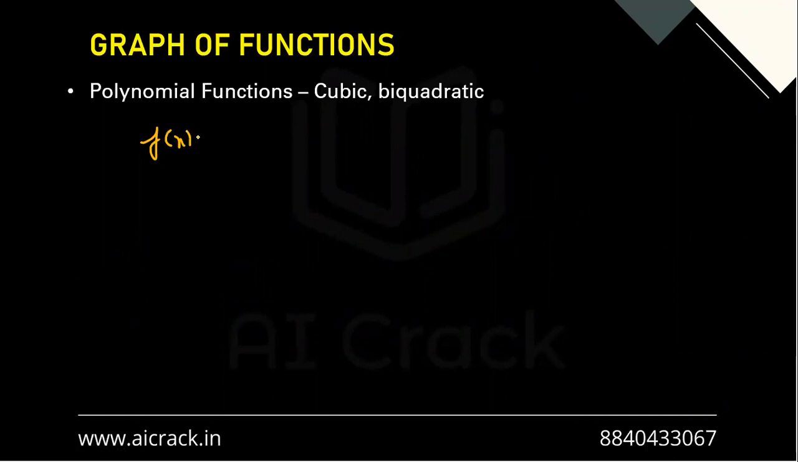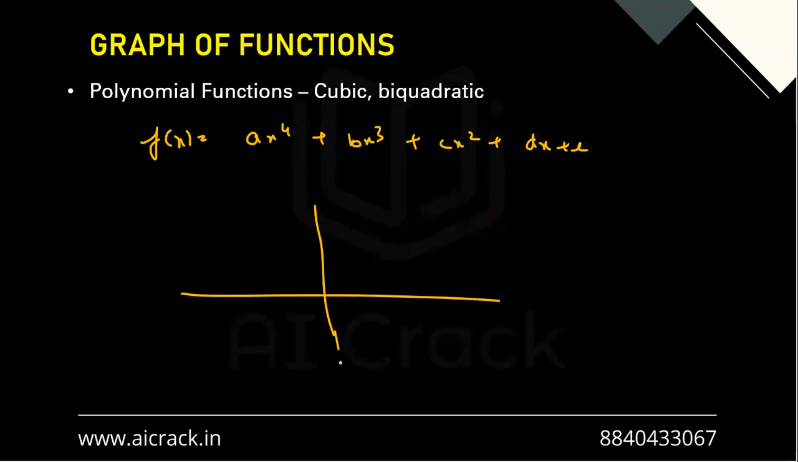So for a biquadratic function, as the name suggests, it should have degree 4. So ax^4 + bx^3 + cx^2 + dx + e. Now it should have a maximum of 4 real roots. So what should the graph look like generally?